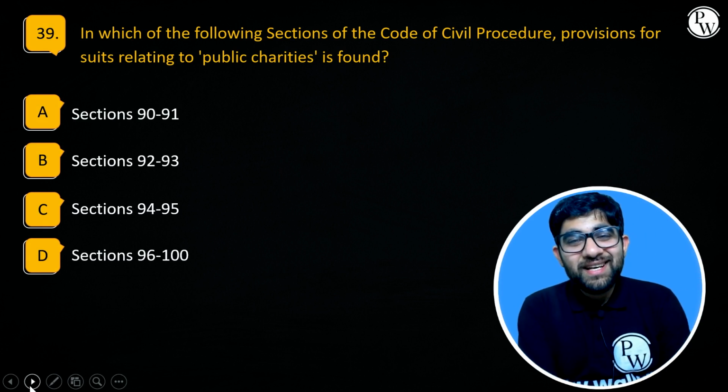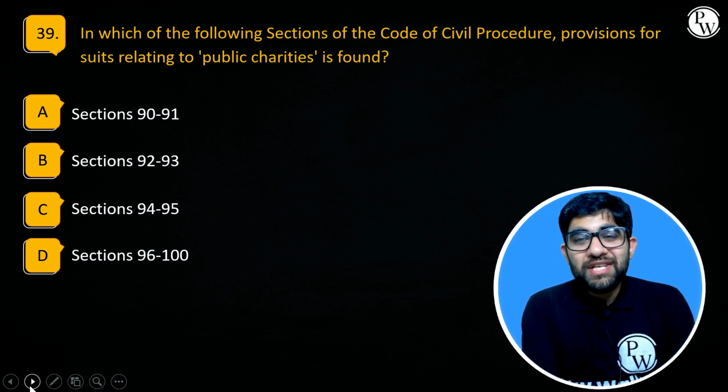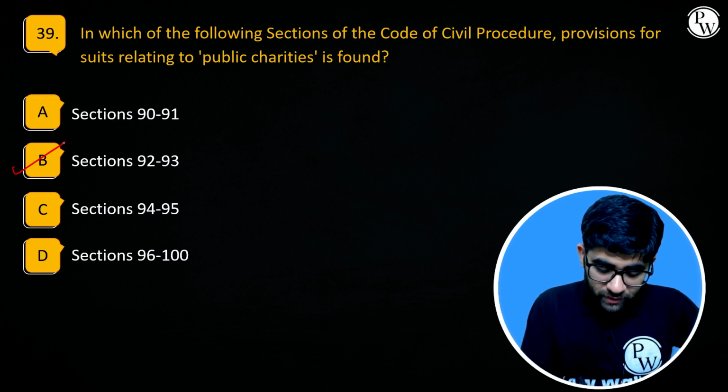So next is: in which of the following sections of the Code of Civil Procedure are provisions for suits relating to public charities found? The answer is 92 and 93.